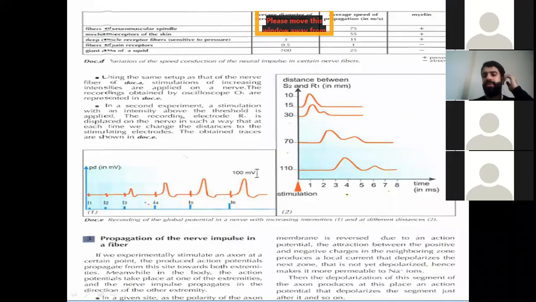What are the differences? Yes, Muhammad. The nerve fiber obeys the law of all or none. Propagation of the nervous message in the nerve fiber obeys the law of all or none. What is the meaning of this, Hassan? What is the meaning of obeying the law of all or none?